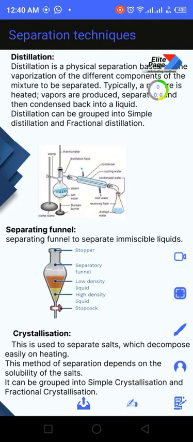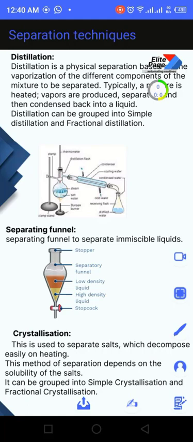So next we have the separating funnel. A separating funnel is used to separate immiscible liquids. What do I mean by immiscible liquids? Immiscible liquids are liquids that do not mix together. Examples are water and kerosene together. They don't mix together.